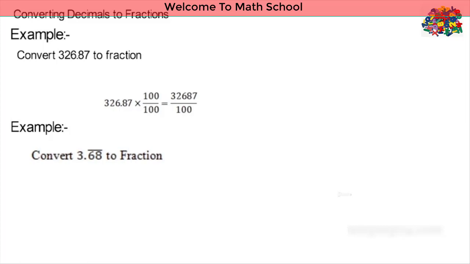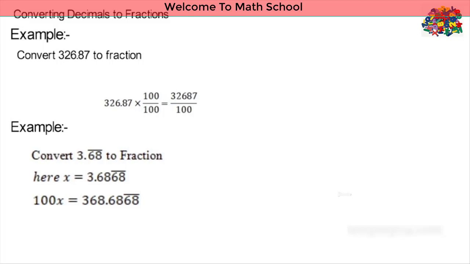Let's have another example. Convert 3.68 bar to a fraction. Whenever you want to convert a bar into a fraction, after the bar you can see there are two numbers. So your task is to try to make the decimal part available as 0. So if you take the given number x is equal to 3.6868 bar, the value of 100x is equal to 368.6868 bar.